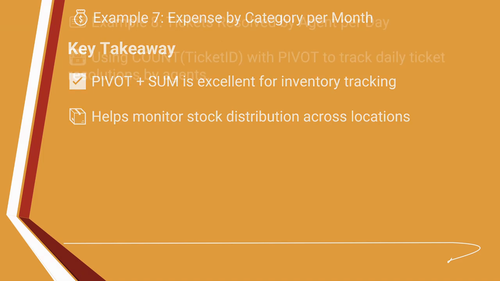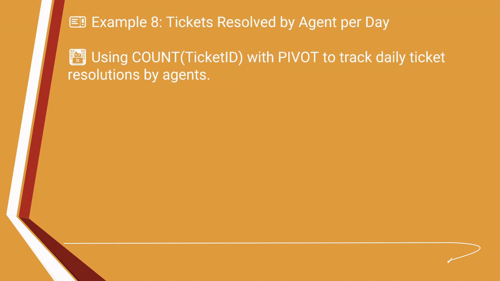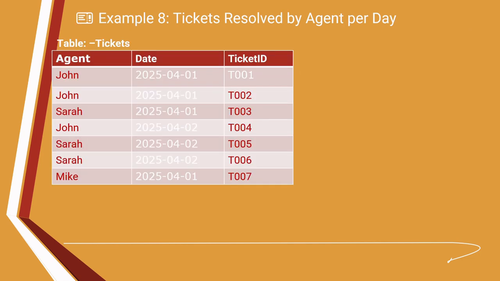In this example, we will track how many tickets each agent resolved per day using SQL pivot with the count function. Our tickets table records the agent name, the date of resolution, and the ticket ID. Each entry represents a resolved ticket.